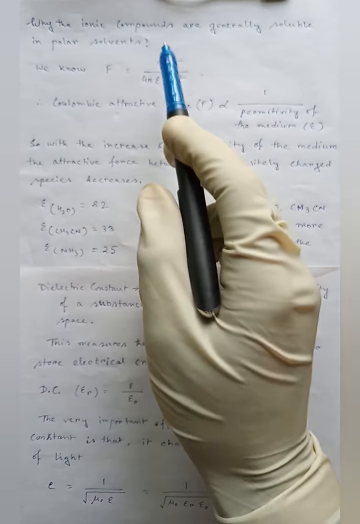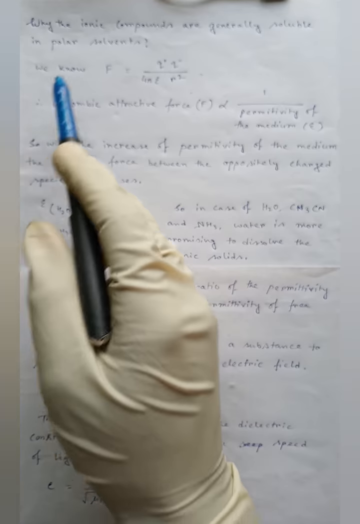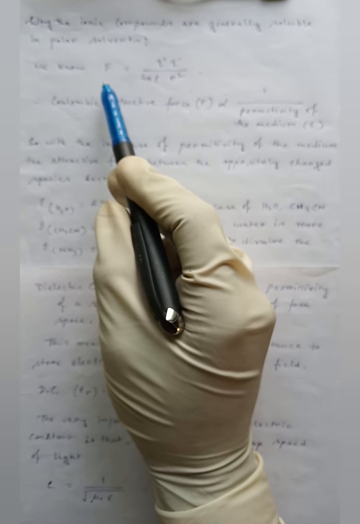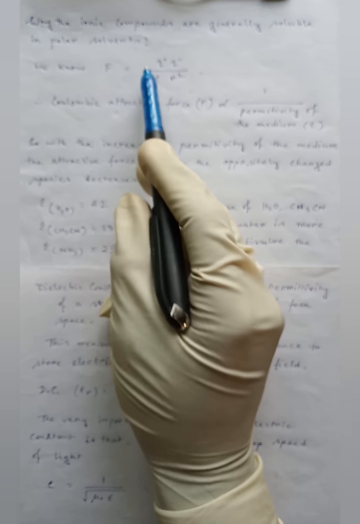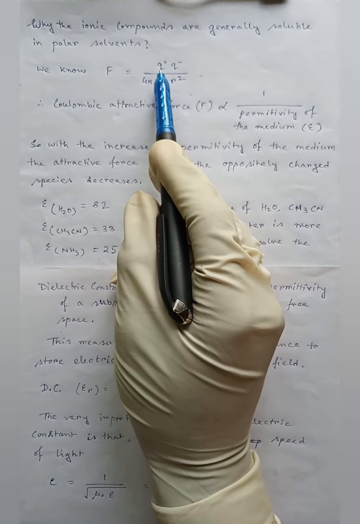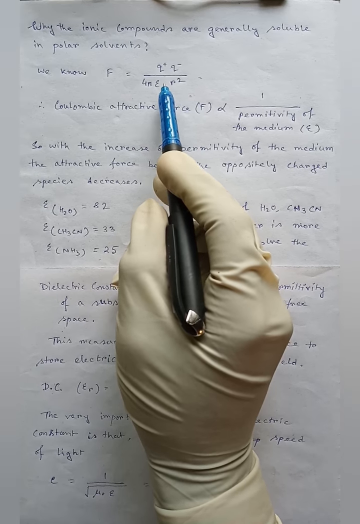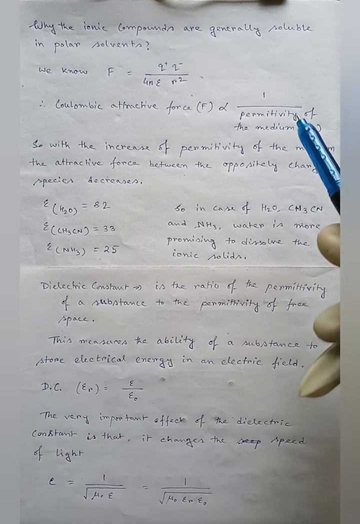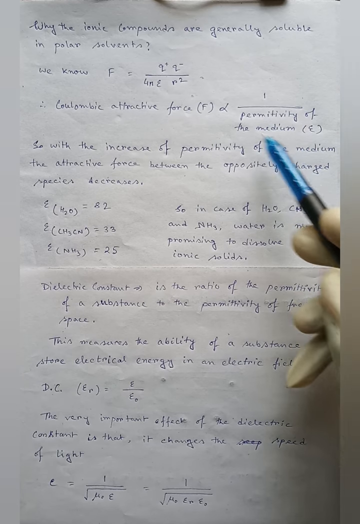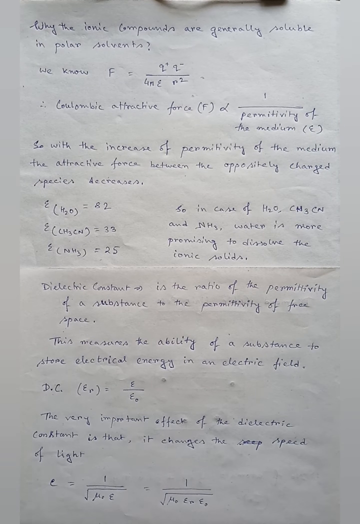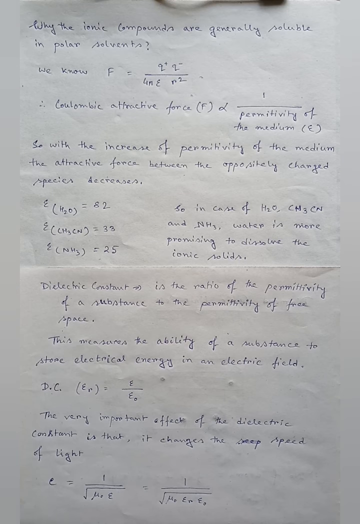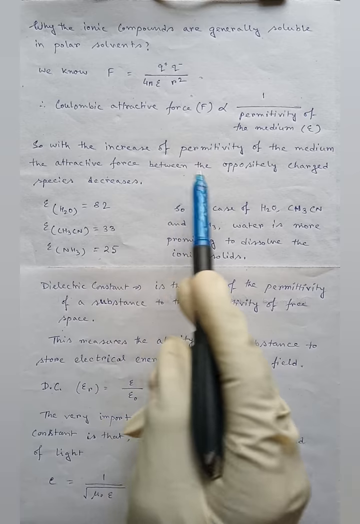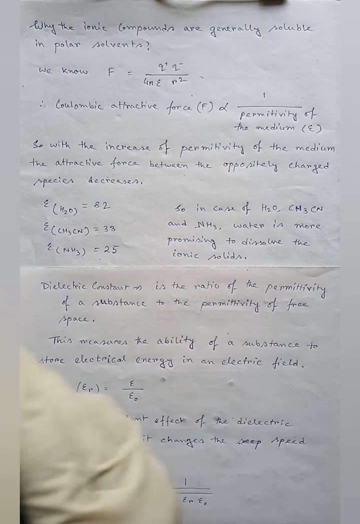Why the ionic compounds are generally soluble in polar solvents. Now look, from Coulomb's law we get F equals 1 by 4 pi epsilon Q plus Q minus by R squared. So the Coulombic attractive force is inversely proportional to the permittivity of the medium, epsilon. So, with the increase of permittivity of the medium, the attractive force between the oppositely charged species decreases.